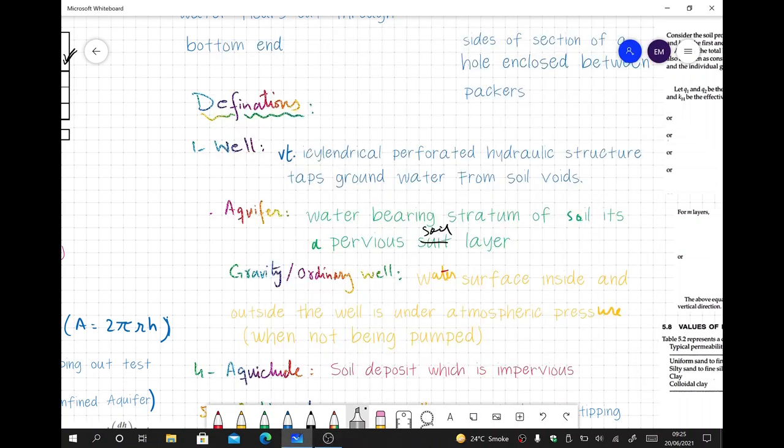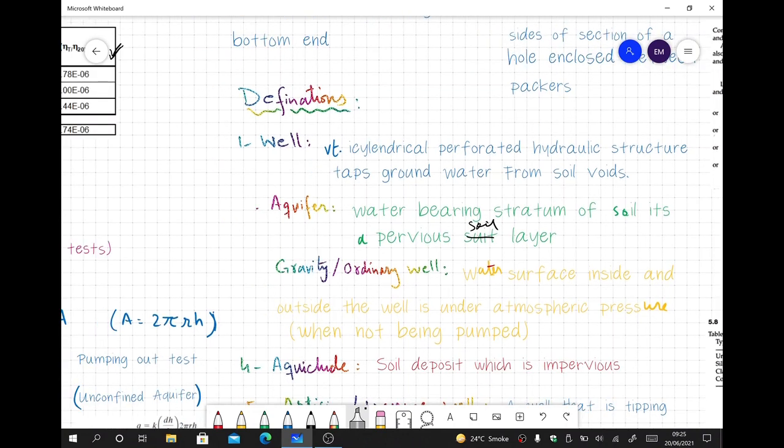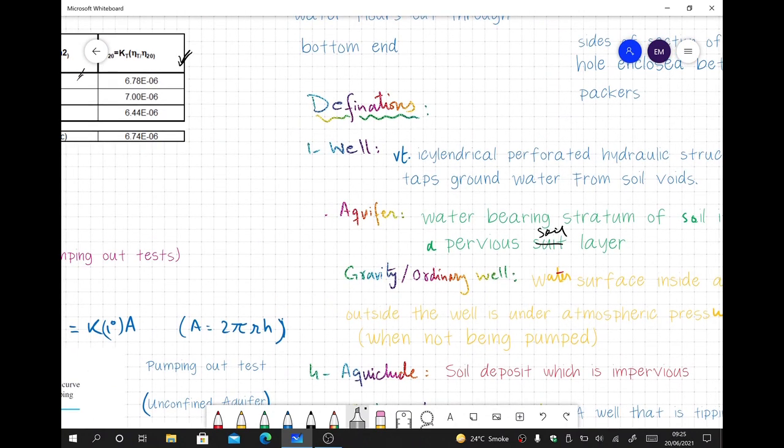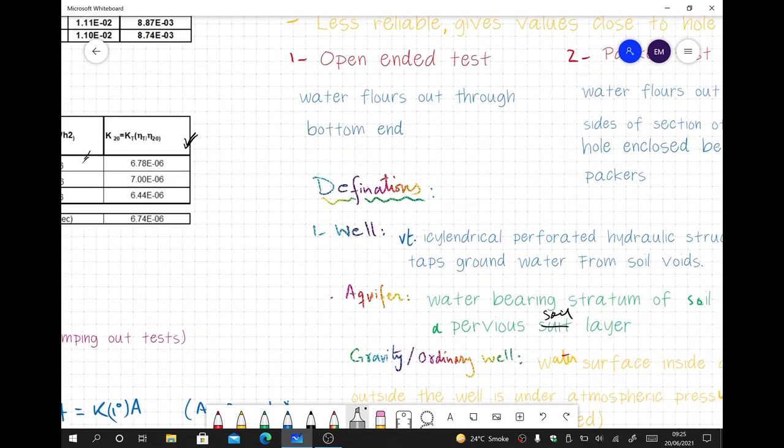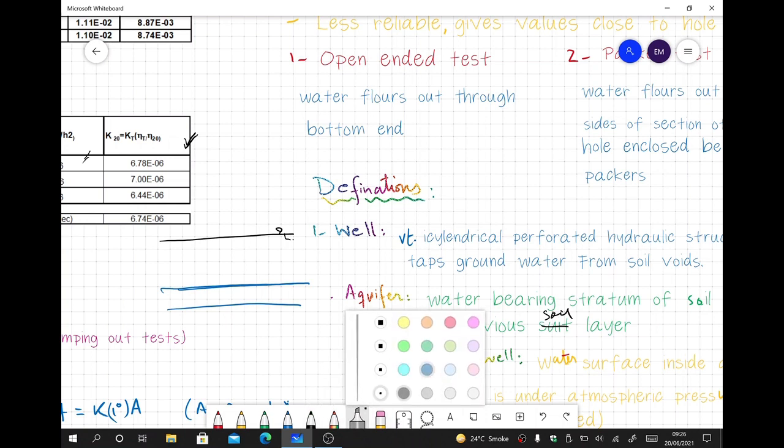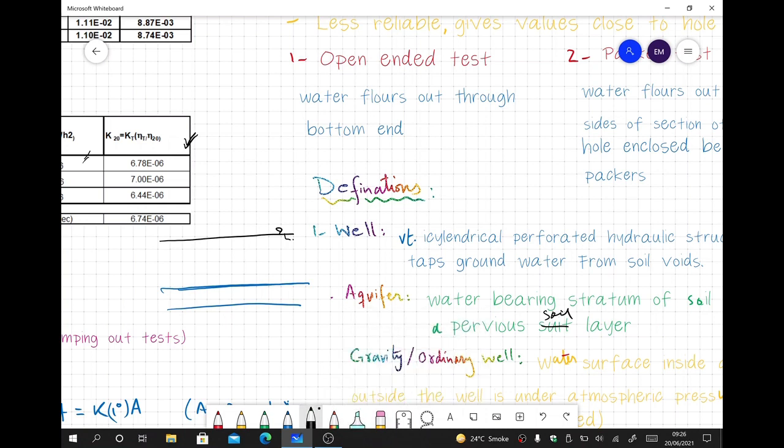So we were talking about confined aquifers, and then we were talking about the gravity or ordinary well. To explain the difference between the gravity wells and the artesian well, I'll draw a small diagram here. So we have this water saturated medium that we call an aquifer, and on top we have this ground surface. Okay, this is the borehole that I'm making inside the ground, or this is the well.